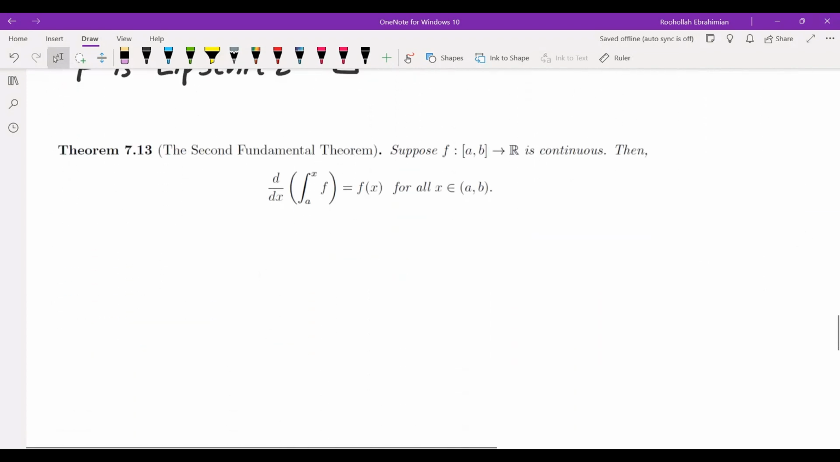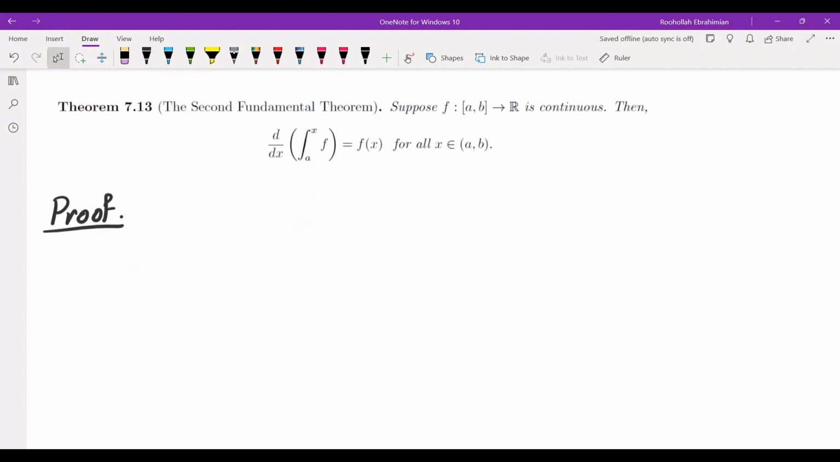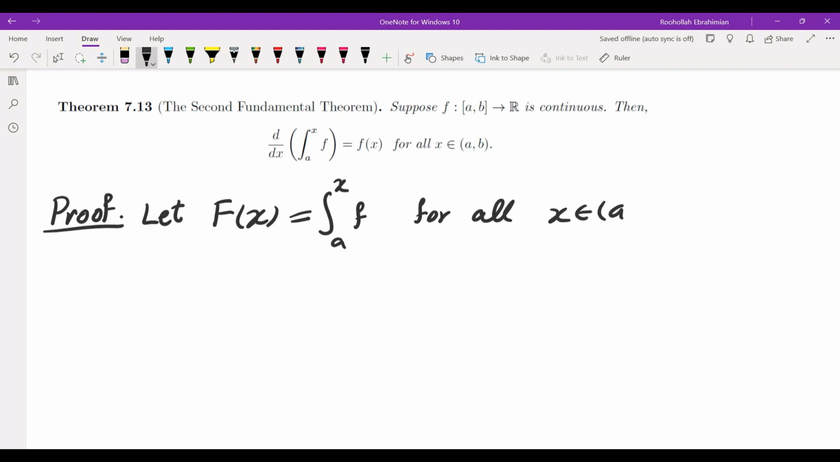Okay, finally we get to the second fundamental theorem. So what is the second fundamental theorem and how do we prove it? Suppose a function f from [a,b] to R is continuous, then the derivative of this function is the integrand. Derivative of the integral is the integrand. Okay, so I'm going to take a point inside the open interval and I'm going to show that the derivative is in fact that value. So let F(x) be the integral from a to x of f, for all x inside the open interval.